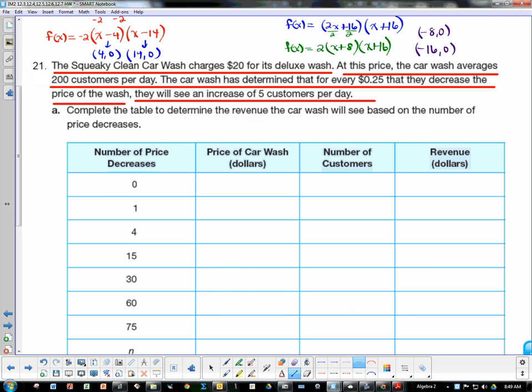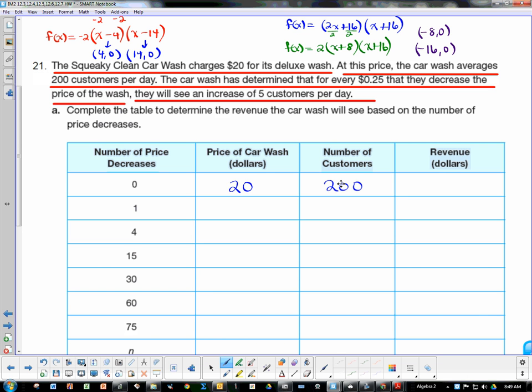Let's begin filling this out. First, they give you a table, and this table does help. What is the price of a car wash at the initial, or the number of price decreases? Let's say there are 0 price decreases. It hasn't gone down yet. What's the price? $20. How many customers? 200.